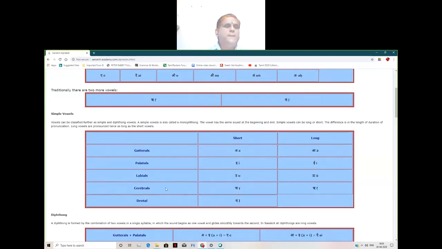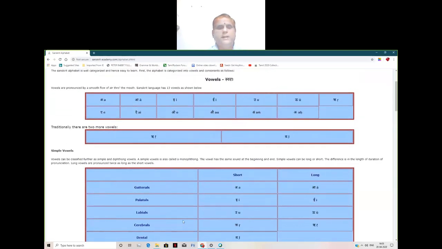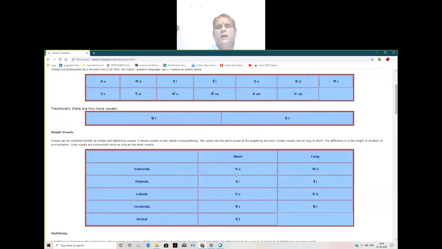Now we go with the short letters and long letters, which is very important here. A is a short letter, and long A is a long letter. Why do we call it a short letter and a long letter? When you say the short A, it takes only 1 second. For the long A, it should take 2 seconds. It is the method of pronunciation.